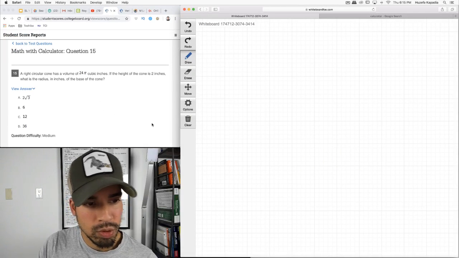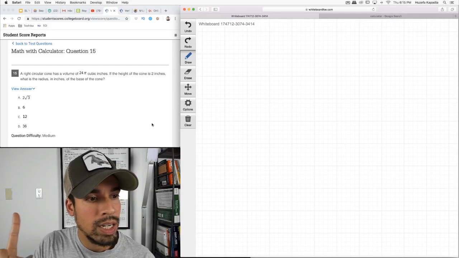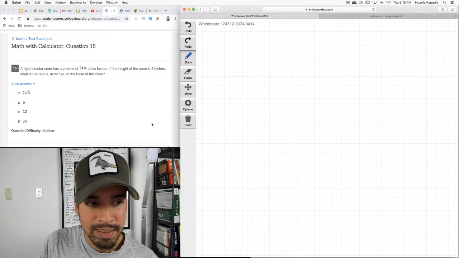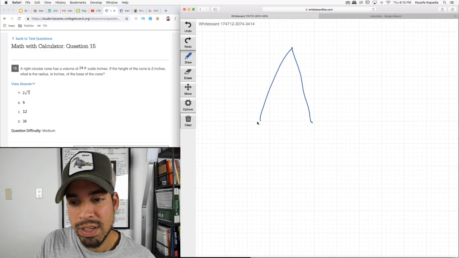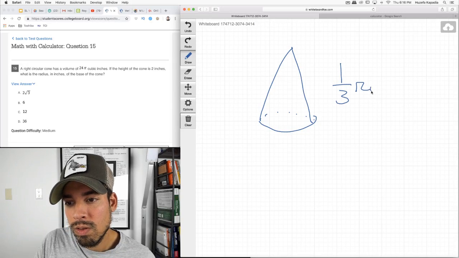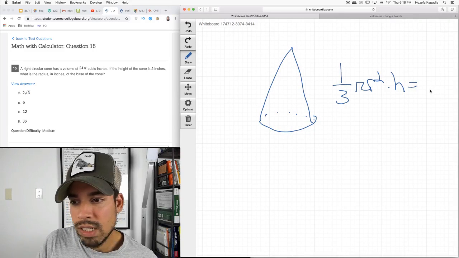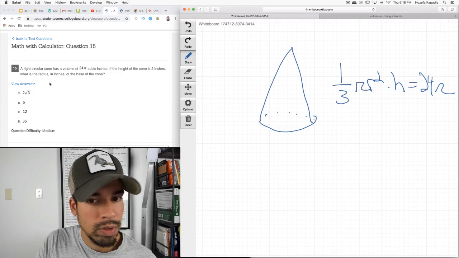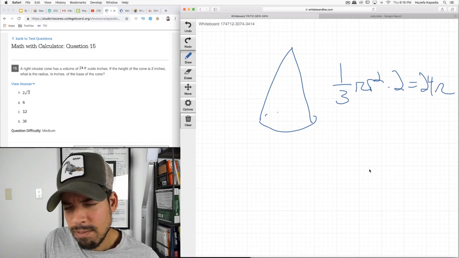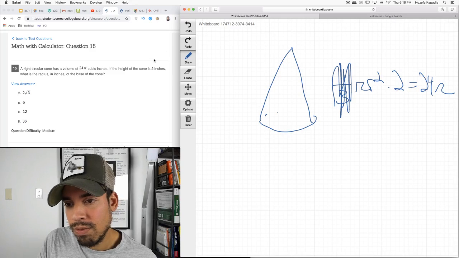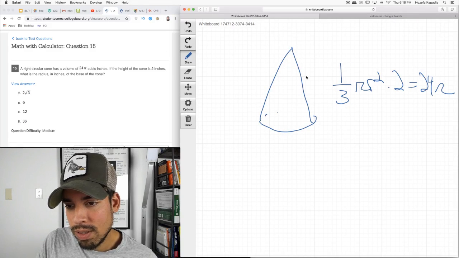A right circular cone has a volume of 24 pi cubic inches. Oh, this is the one I got wrong, guys. This is the one I got wrong on this test. First of all, this was just me putting down the wrong formula. I can't believe I made this mistake. A right circular cone is this formula. The volume of this right circular cone is 24 pi. The height is 2 inches. So replace height with 2. All we have to do is solve for r. Really not a hard problem. But I didn't include the 1/3 because that's the formula for a cylinder. So I just didn't read it carefully enough.